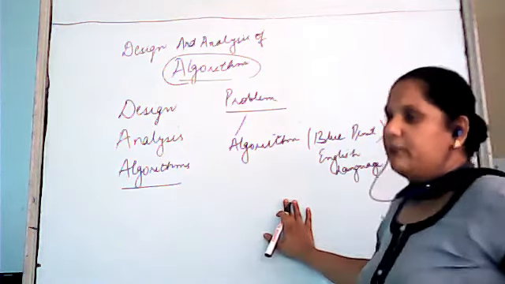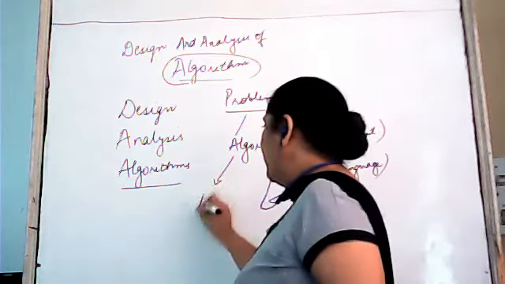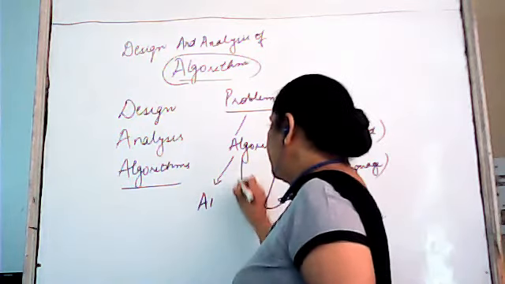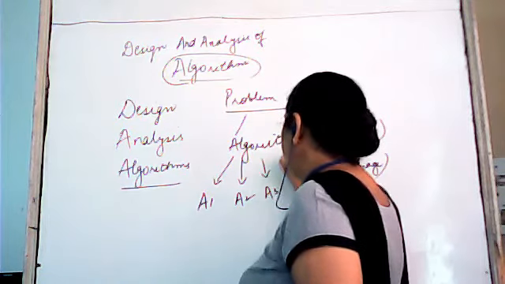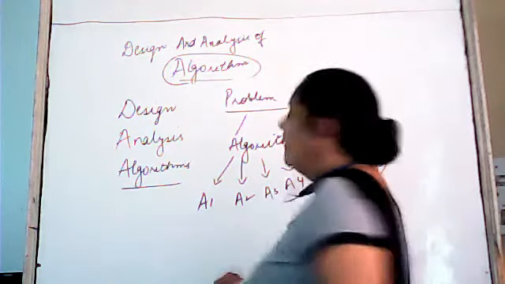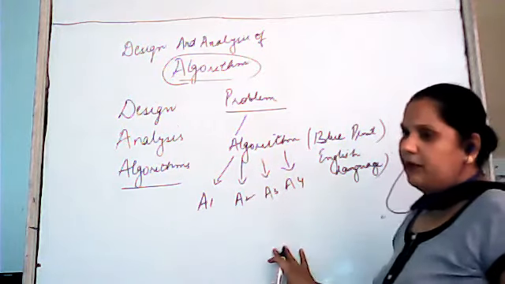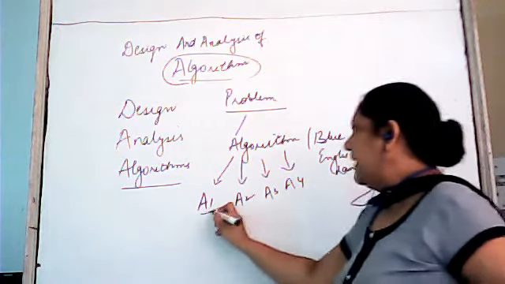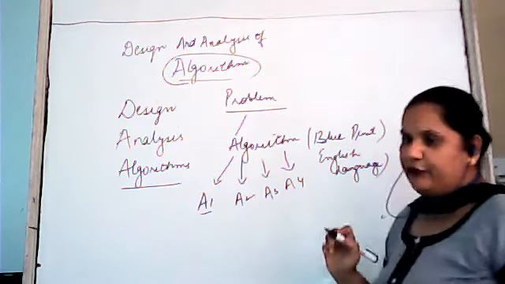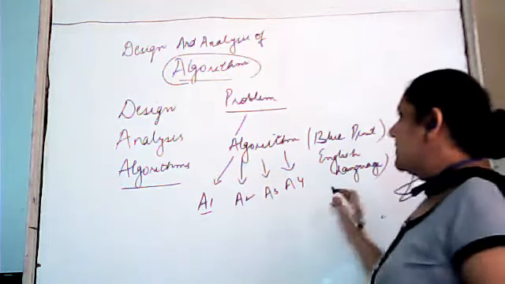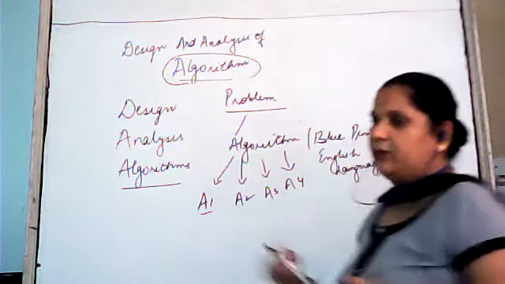There could be a number of ways to solve a particular problem. So that could be A1, A2, A3, A4. Fine. So there could be a number of solutions to a given problem. So we will write algorithm A1 for the same problem. We will write algorithm A2, A3 and A4. Fine. There are 4 ways or 4 techniques to design an algorithm for the given problem.